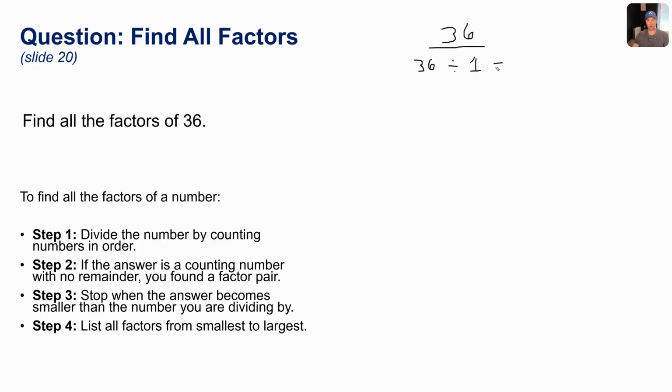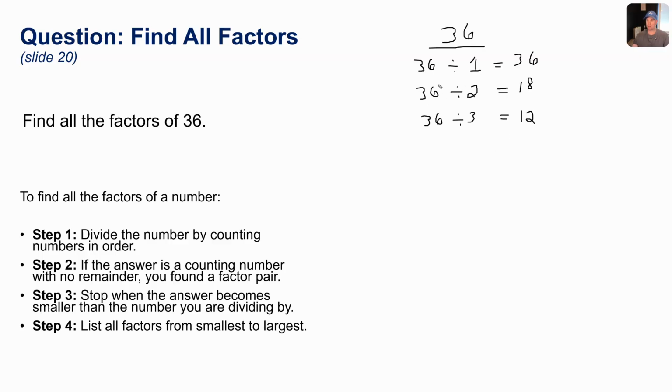Now what's interesting, 1 is always going to be a factor of every number. Then we go to the next factor, 36 divided by 2. This is also an even number, so we would get the number 18. 36 divided by 3, we would also get another even number. You get the number 12.